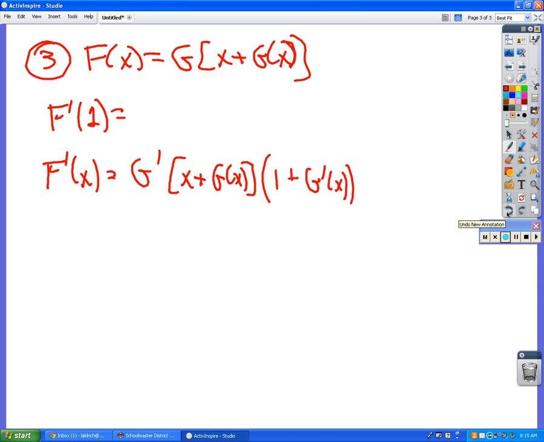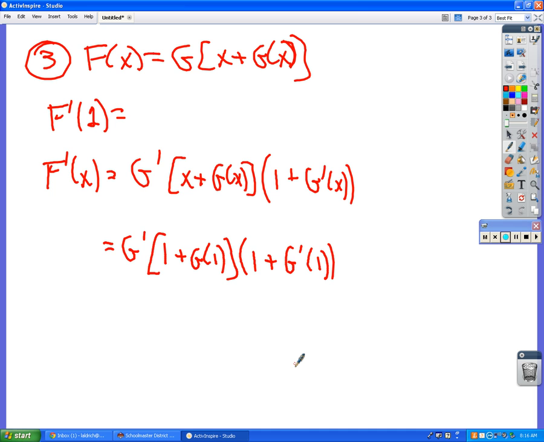So to figure out what f prime of 1 is, plug in 1 where all the x's are. So that means it's going to be g prime of 1 plus g of 1 times 1 plus g prime of 1. Okay, so g prime of, what did you say? G of 1 is 3? Yeah, so if you look at the graph, if you go over to 1 and up to the graph, that means g of 1 is 3. You guys see that? Yeah? Okay, times 1 plus, what's g prime of 1?